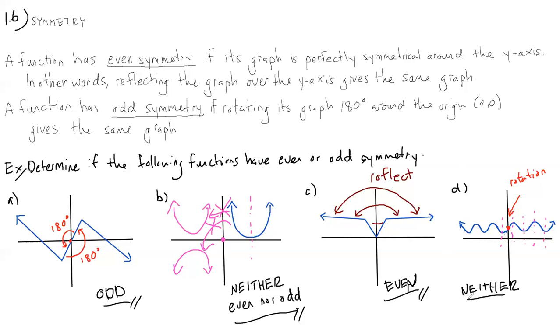So you're really just looking for that very specific criteria: a perfect reflection across the y-axis, or that perfect rotation about the origin. So that's basically symmetry across graphs.